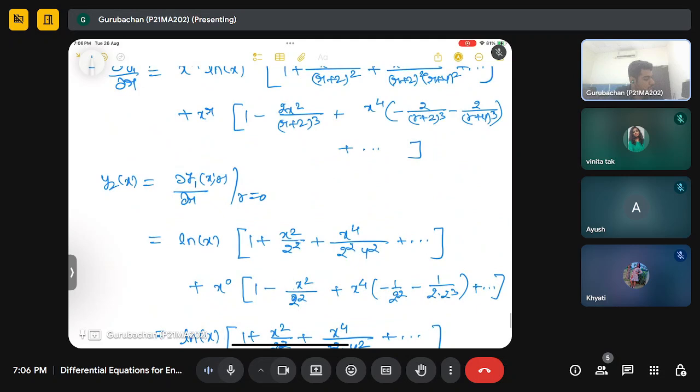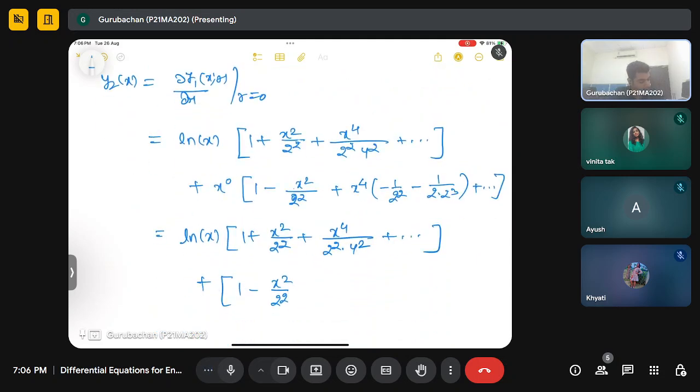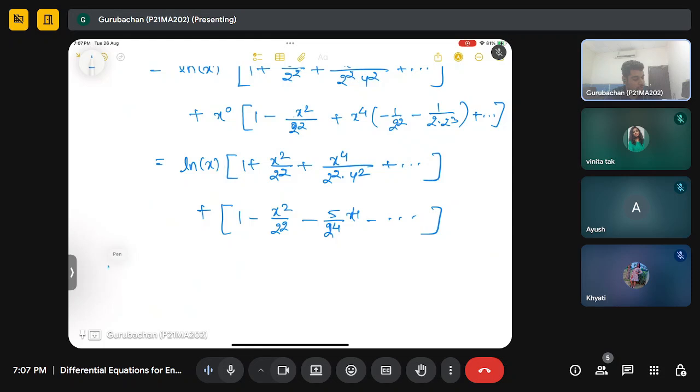So what you will get is 2 cube and 4 cube. So you have to solve this one anyway. So 1 by 4 plus 1 by 16, so this will be 5 by 16, or you can say 2 to the power 4 with negative sign, x to the power 4, and this expression will solve. So you will get this series, and what is your combined general solution?